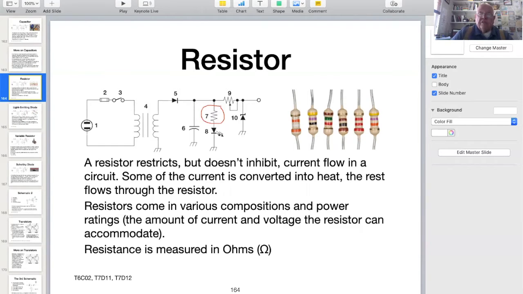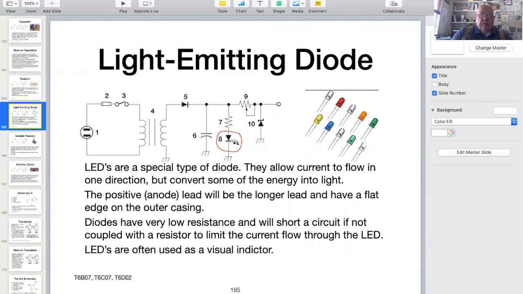Component number 8 is a light-emitting diode, a very specific type of diode. Again, remember, diodes pass current only in one direction. The little lightning bolts next to the diode symbol are what tells me this is an LED, a light-emitting diode. Diodes pass current from the anode to the cathode. The cathode is usually the longer lead in an LED.